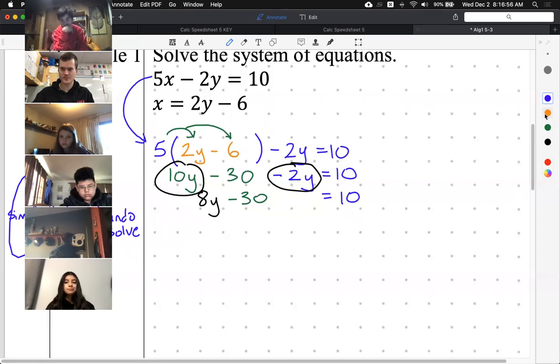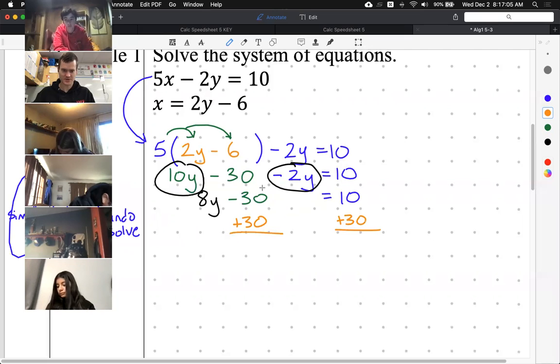Plus 30 on both sides. There it is. So plus 30, plus 30. And what is our new equation going to be, Jose? 8y is equal to 40. Perfect. We're almost done. Last step to solve for y.